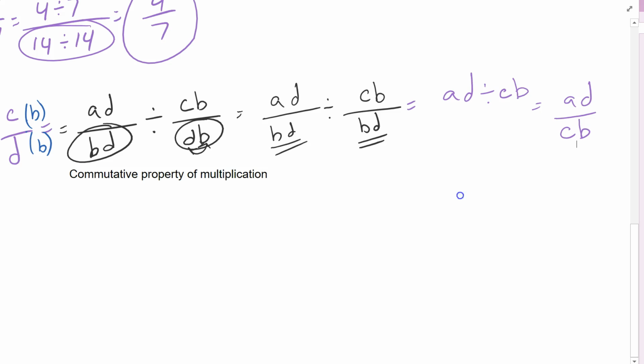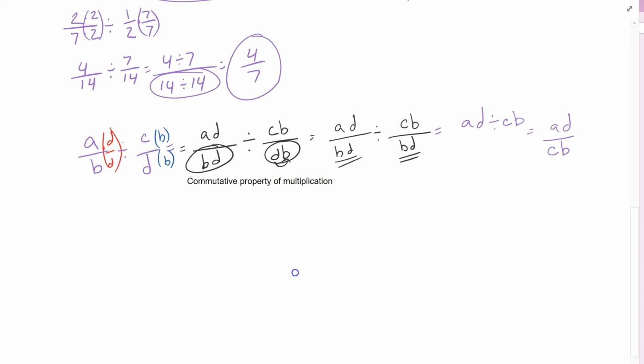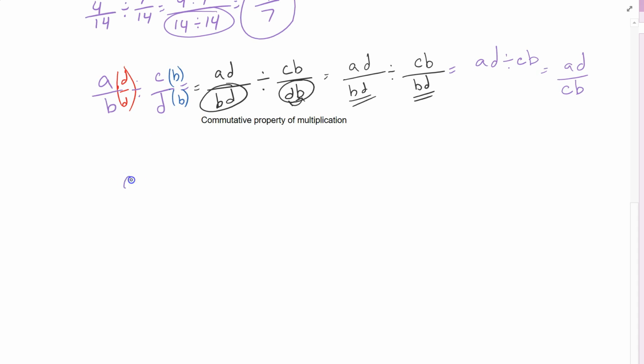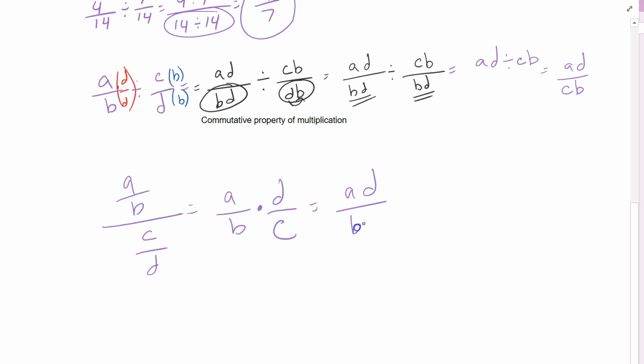And this would be a technique that some people might memorize. If I have A over B divided by C over D, I can take A over B times D over C. So I have AD over BC, which is the same thing here. So this flipping and multiplying really comes from finding that common denominator and then dividing that common denominator through. Your answer is going to be 1, and you're going to be left with this case.